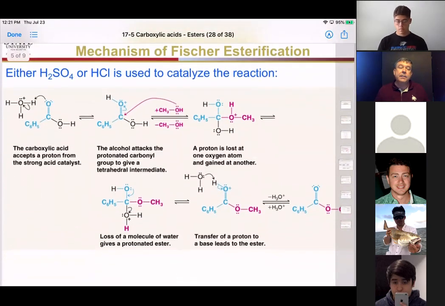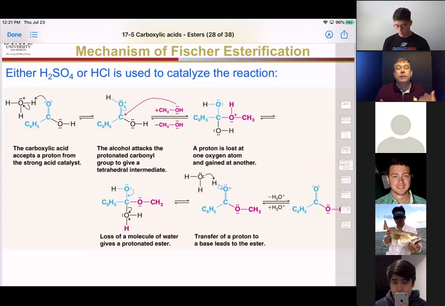And in most cases, we use either sulfuric acid or HCl. In the organic lab we actually use the sulfuric acid. We put in the acid, the alcohol, and a couple drops of sulfuric acid, and that's all it takes to drive the reaction. Just a little mild heating at 50 degrees, and boom, you have a significant yield of your carboxylic acid ester.